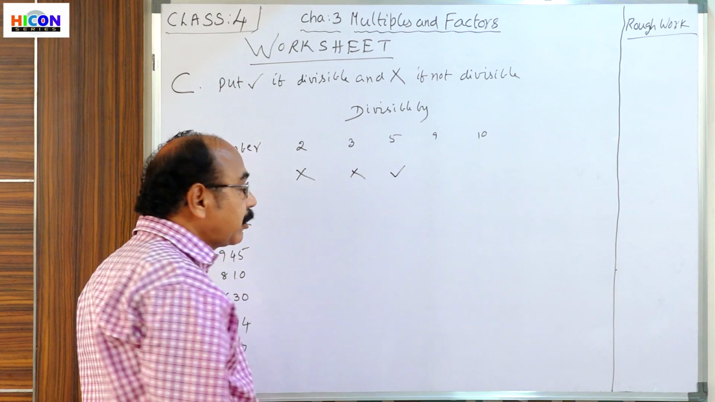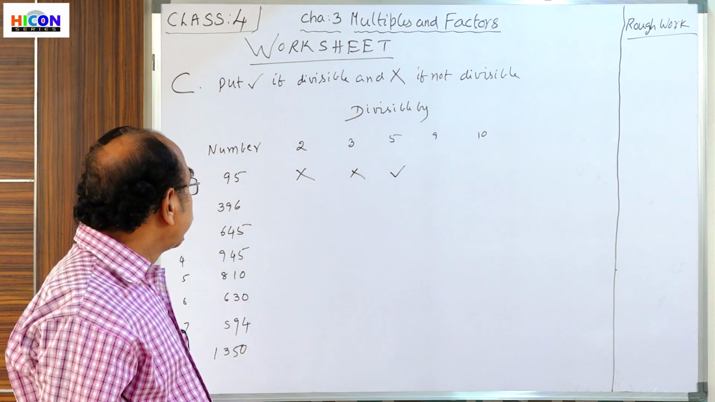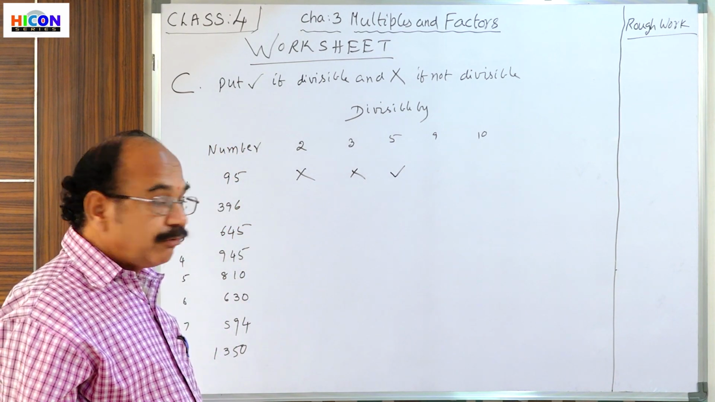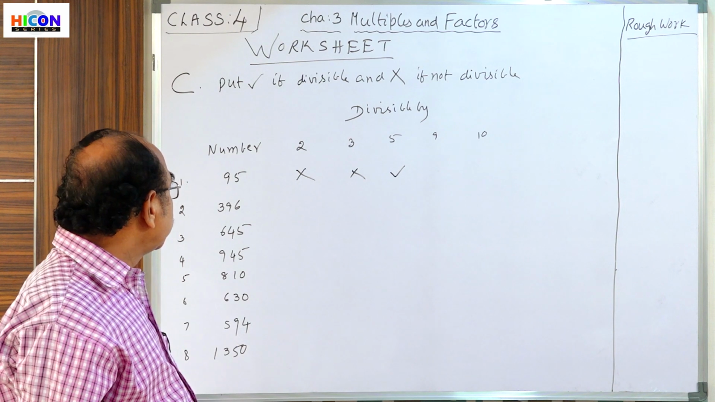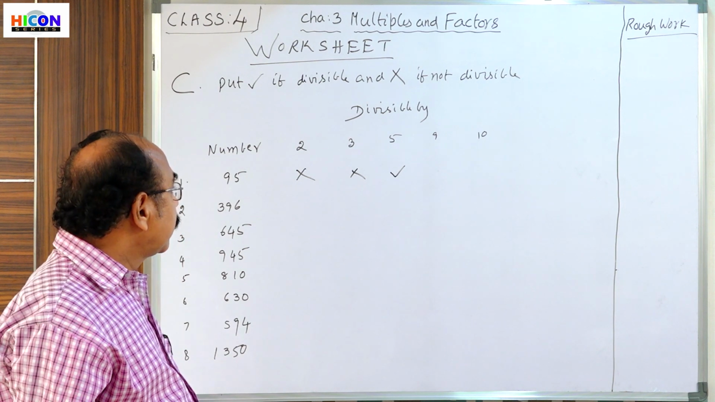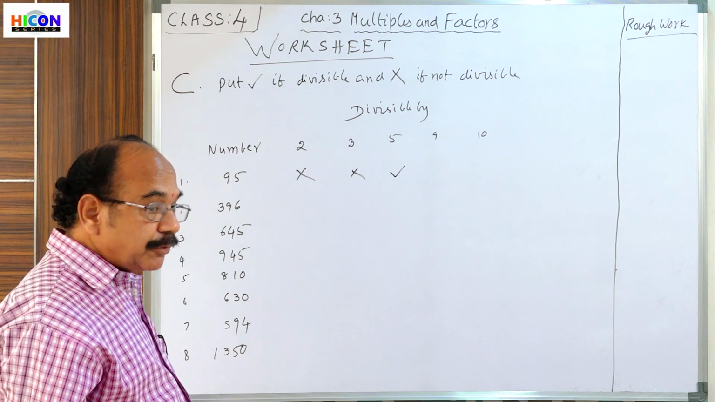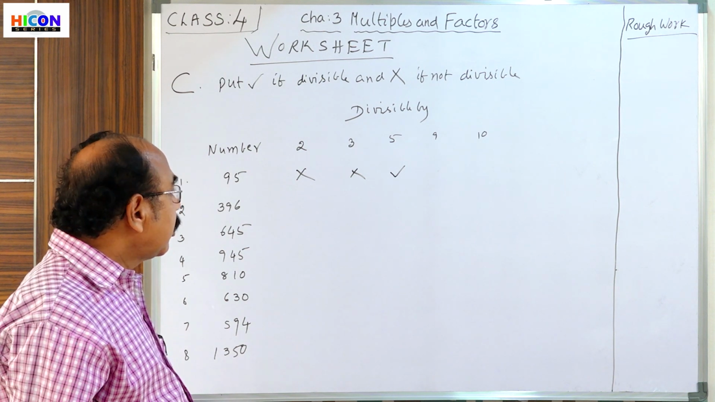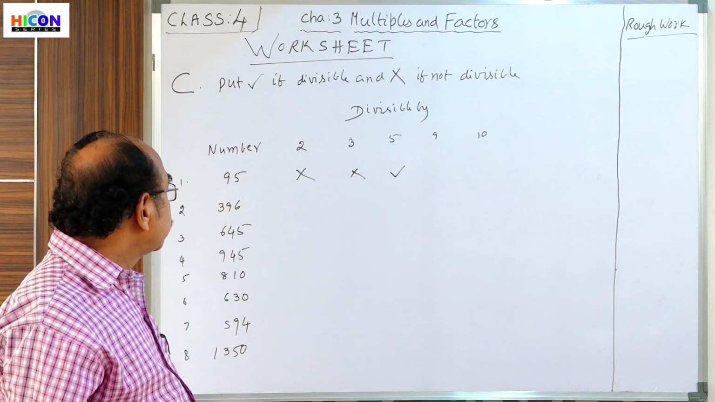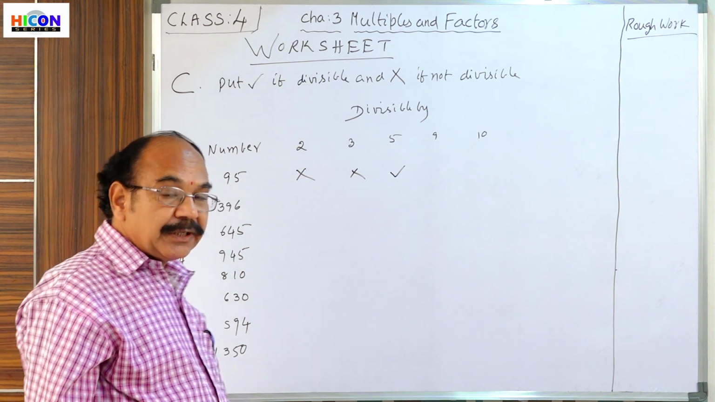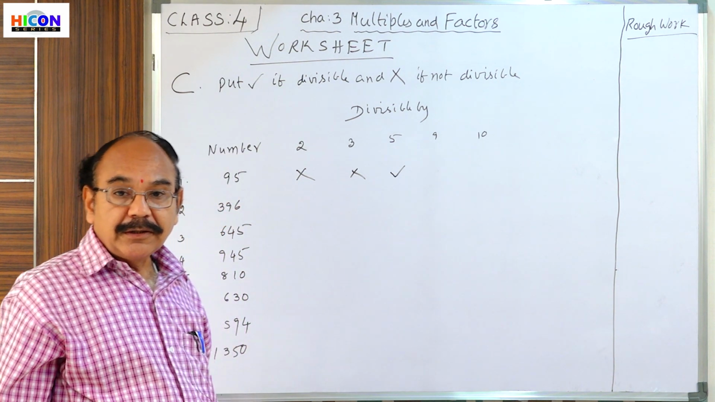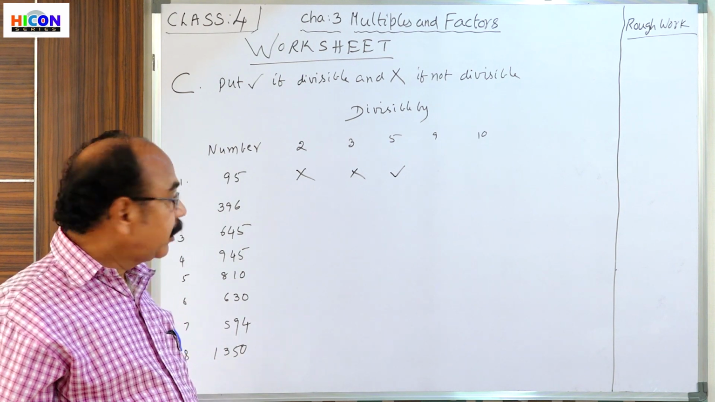That means tick mark. That means 95 is divisible by 5. Next, the divisibility rule of 9. What that rule is telling us here: if the sum of the digits is divisible by 9, then the number is divisible by 9.